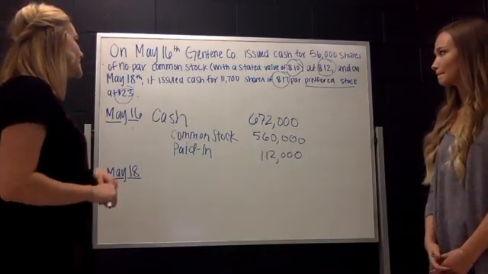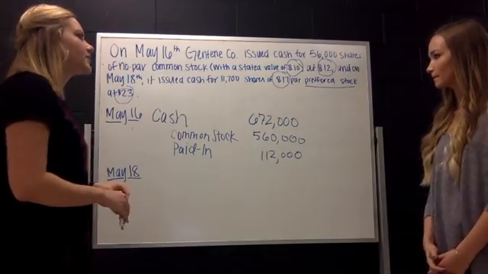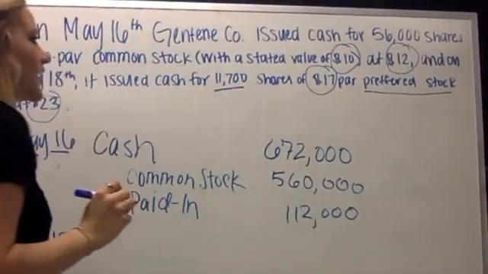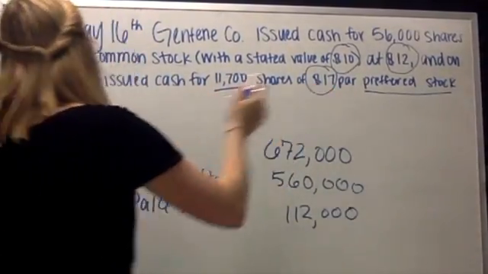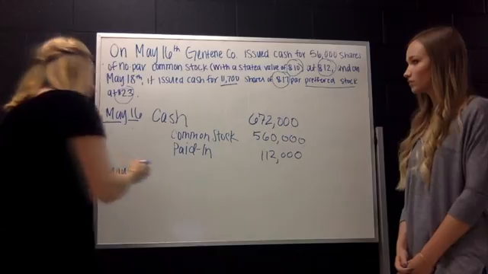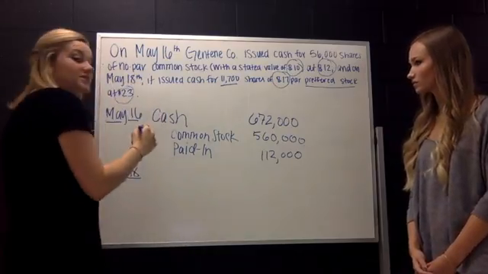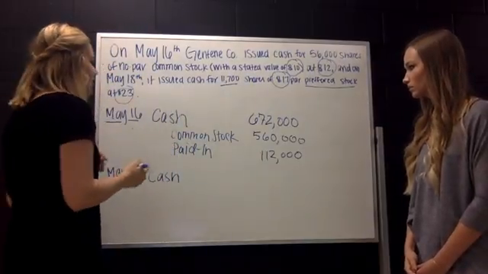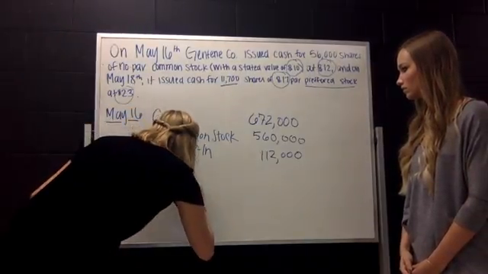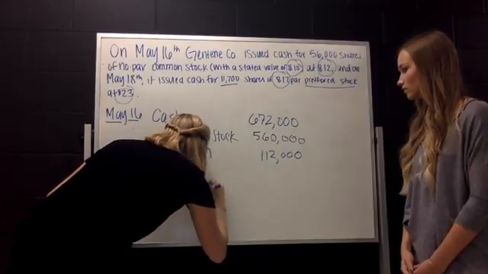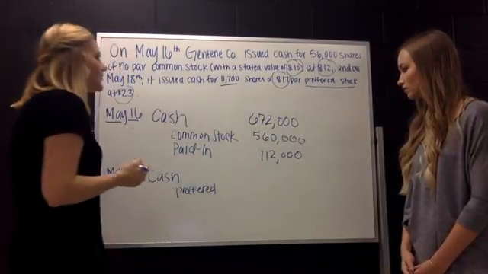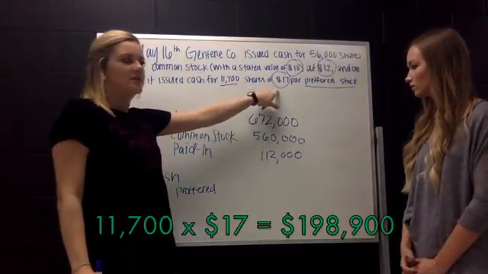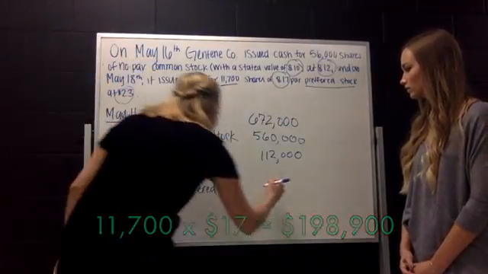So now we're going to do the transaction for May 18th for the preferred stock. There's 11,700 shares of preferred stock that are $17 par, but they're being sold at $23. So we're going to do the same debiting account of cash. And then we will have a crediting account of preferred stock. For this preferred stock, you're going to do 11,700 times the $17 par, which is going to be $198,900.